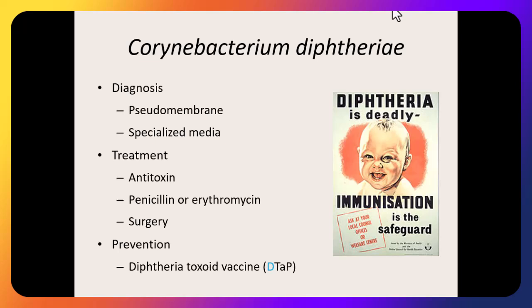Treatment, it's the toxin that's causing that pseudomembrane to form. So they're going to give you antibodies against the toxin, antitoxin. Or erythromycin, again, we have lots of antibiotics that can kill it. And if that pseudomembrane is large enough, it might require surgery to remove it so you can breathe.